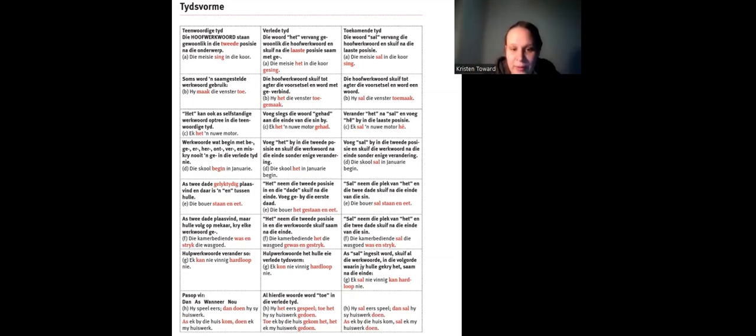Die kamerbeidende was en stryk die wasgoed. Die kamerbeidende het die wasgoed gewas en gestryk. Die kamerbeidende sal die wasgoed was en stryk. Ek kan nie vinnig hardloop. Ek kon nie vinnig hardloop nie. Ek sal nie vinnig kan hardloop nie.